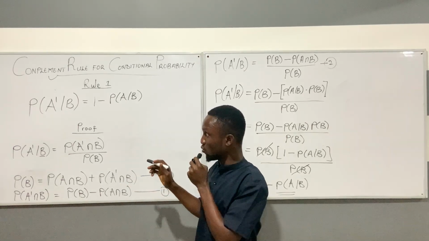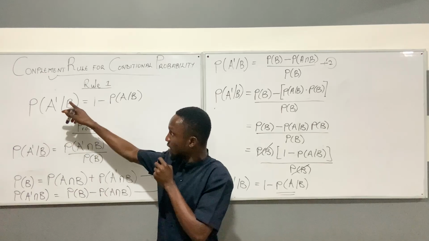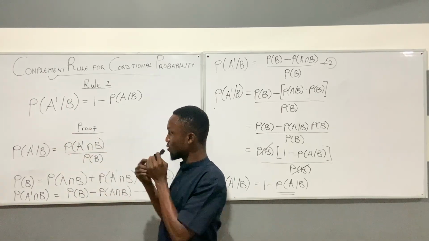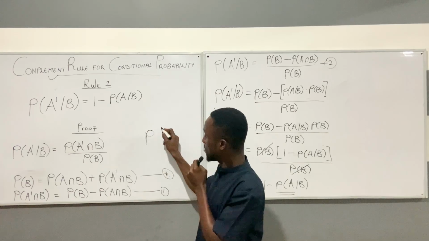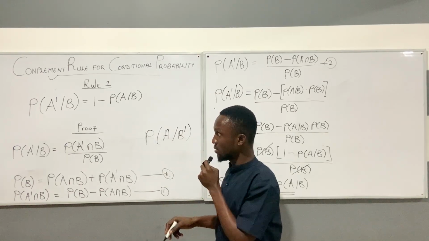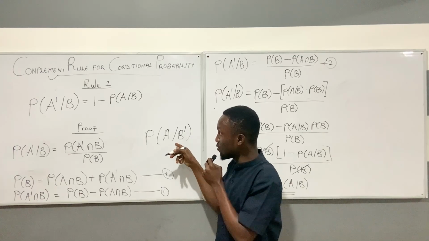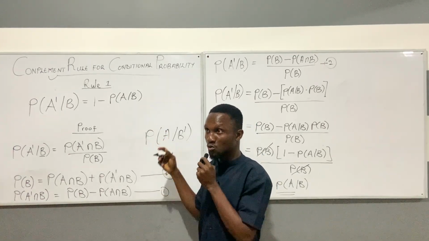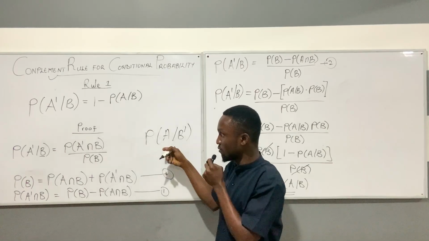In the next video, we are going to change this and talk about the complement of B instead. So probability of A given B complement, and let's find out what the formula will be, whether it will be something similar to this, we do not know. So stay tuned. Check the second video for this one.